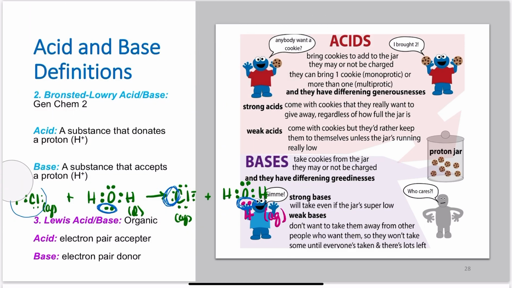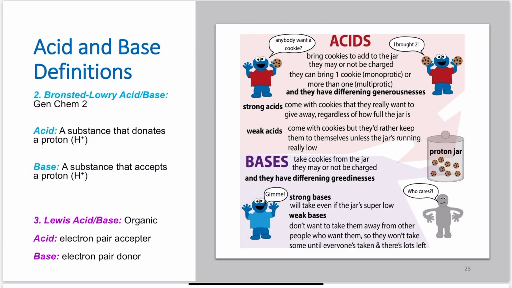And then just another picture showing acids from the Bumbling Biochemist. So for acids, again, they bring cookies out of the jar. They may or may not be charged. They can bring 1 cookie, meaning it's monoprotic, or more than 1 cookie, multiprotic. We can have diprotic acids, triprotic acids, meaning they can have more than 1 proton they can lose. Hydrochloric acid is a monoprotic acid. Sulfuric acid is a diprotic acid. Phosphoric acid is a triprotic acid. This loses its 1 proton. This loses 2 protons. This loses 3 protons.